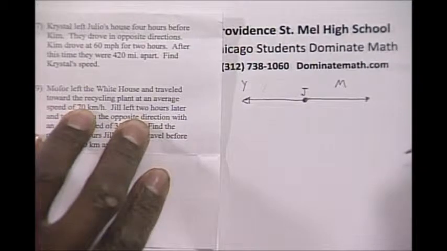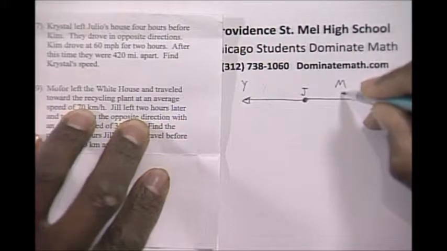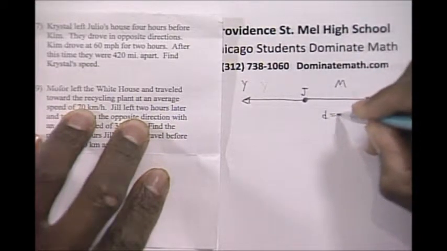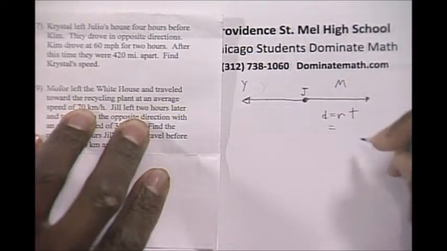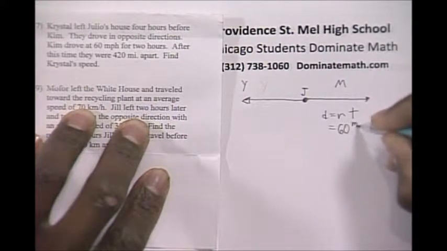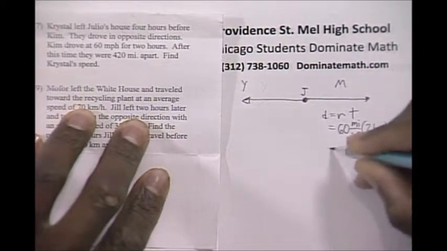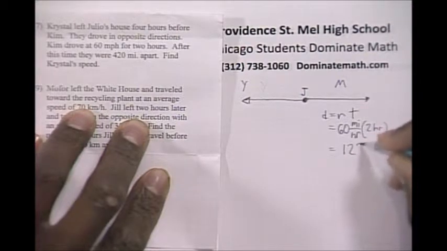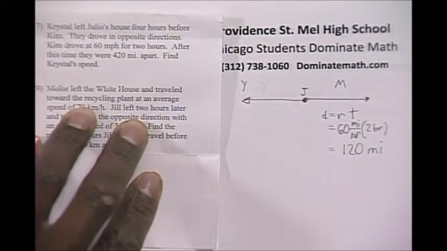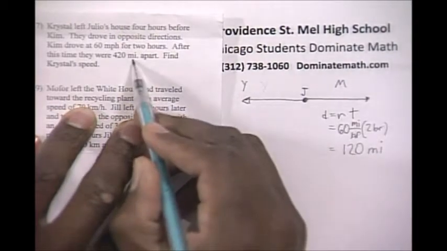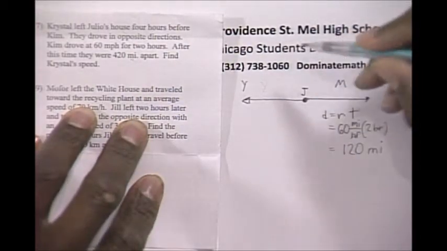So you strategically label the variables to give you an idea of who you're talking about. All right, so Crystal left 4 hours before Kim did. They drove in opposite directions. Kim drove 60 miles an hour for 2 hours. So again, distance is equal to rate times time. Kim drove 60 miles per hour for 2 hours. So you get the distance that Kim traveled to be, hours cancel, 120 miles. After 2 hours' time, they were 420 miles apart.